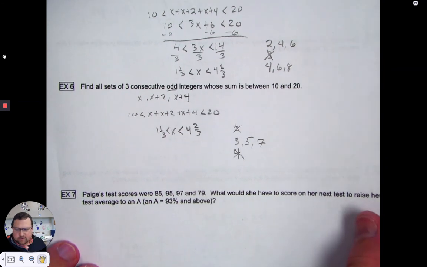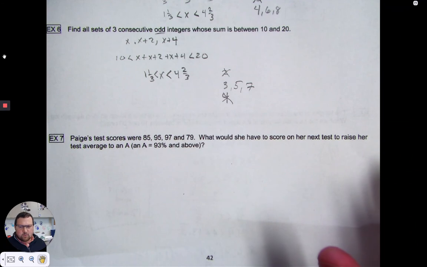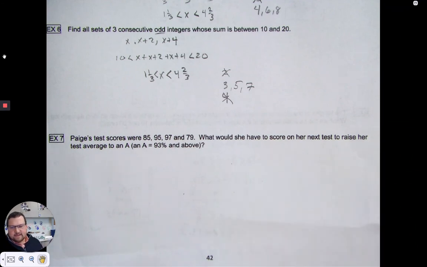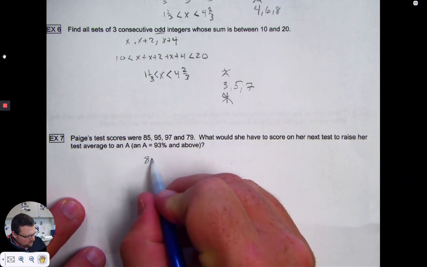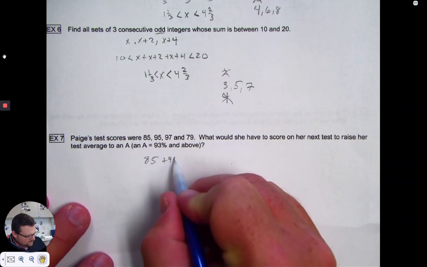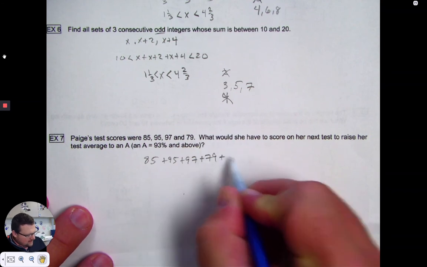And then last but not least is number 7. It says Paige's test scores were 85, 95, 97, and 79. What would she have to score on her next test to raise her overall test average to an A, which means a 93 and above? So if we think about that, we have the 4 that we're given so far. And then we're going to add a 5th.